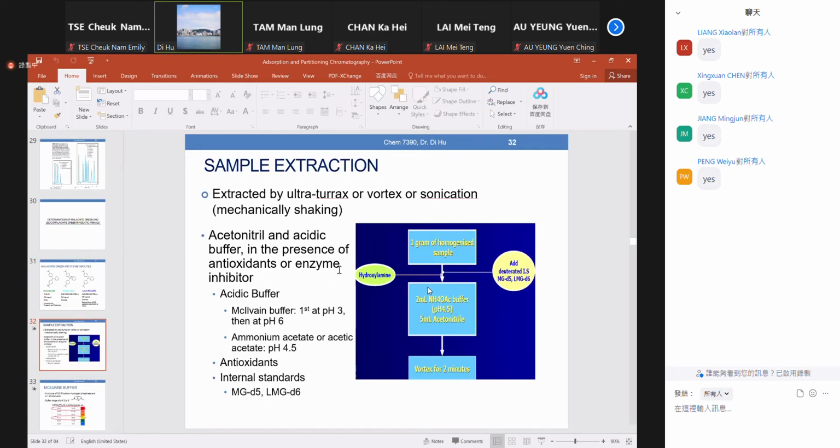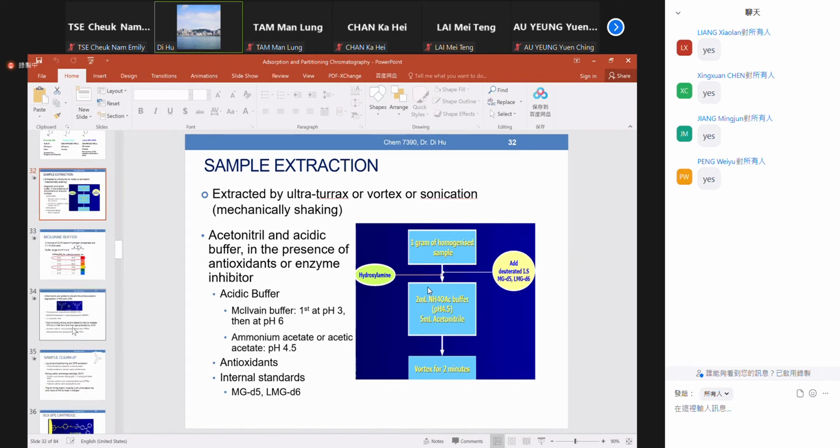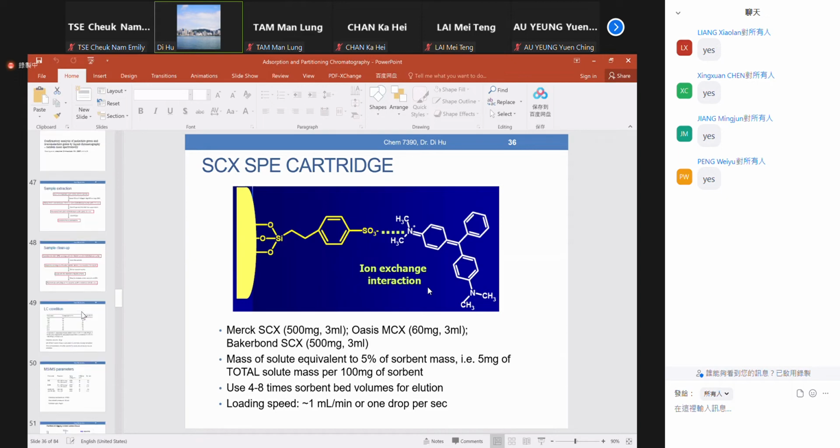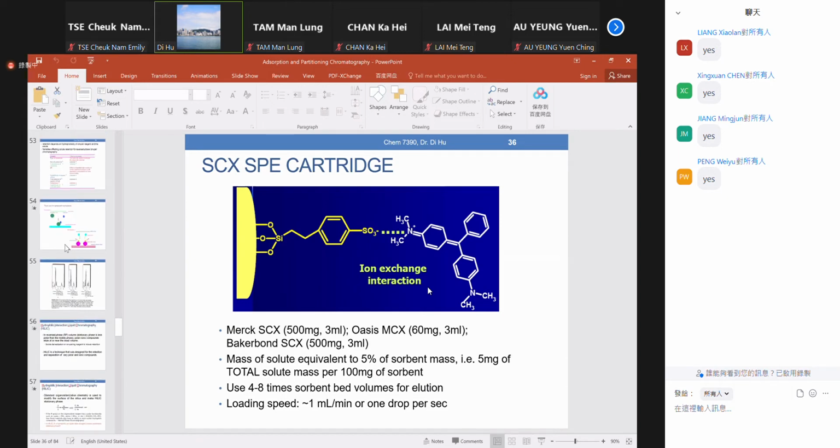And for the sample extraction, this one particularly mentioned acidic buffer and antioxidant and so on, and then the sample cleanup and so on. Okay, so that is what we talked about last week.